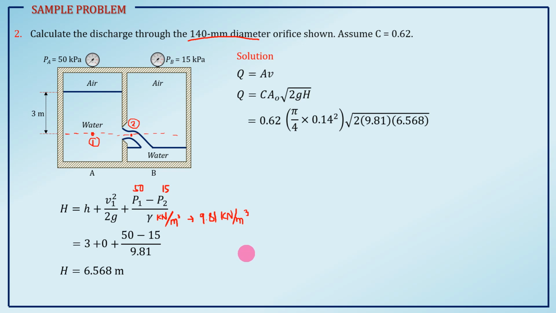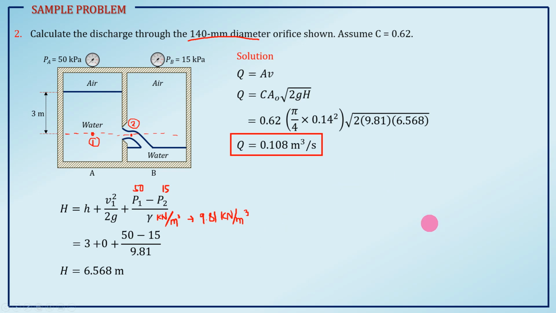So, the Q is, ayan, may answer na agad si Benedict. That is 0.108 cubic meter per second. So, this would be our answer for this problem.